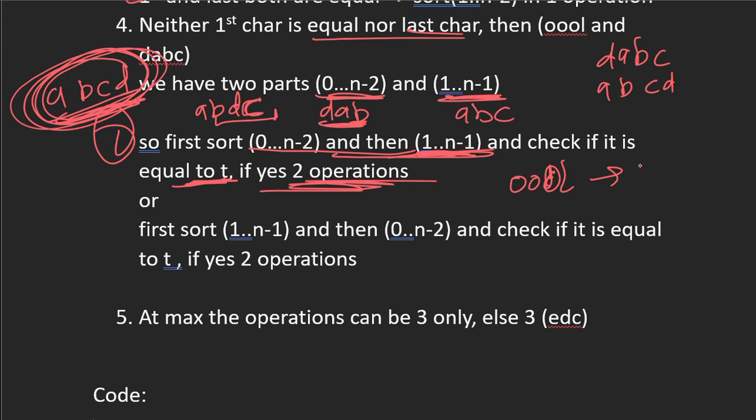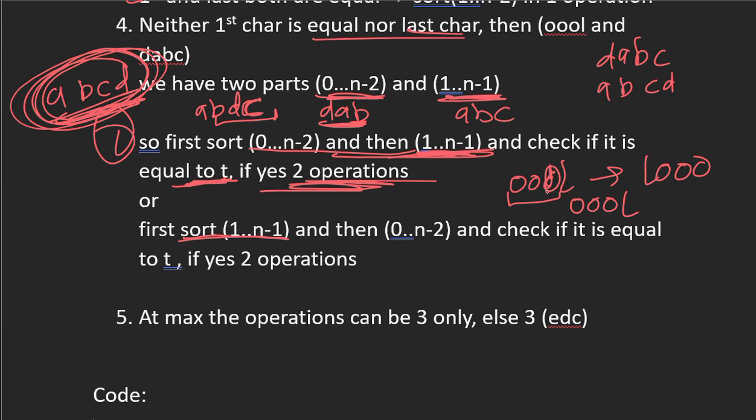Then let's see another example. OOOL. The sorted is LOOO. The first character is not equal, and the last characters are also not equal. So we'll sort from 0 to n minus 2. It will become OOO, and then 1 to n minus 1. It will become the same string, but it is not sorted. So can we do it this way also?